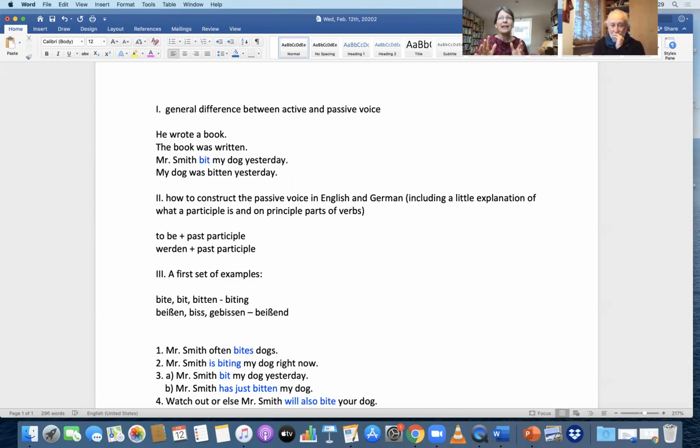And in English especially, we often use the passive voice when we want to focus on the victim, and or the doer of the deed is either unimportant or unknown, or when we want to hide the doer of the deed. I didn't say that when I was offline, but I want to add this here.